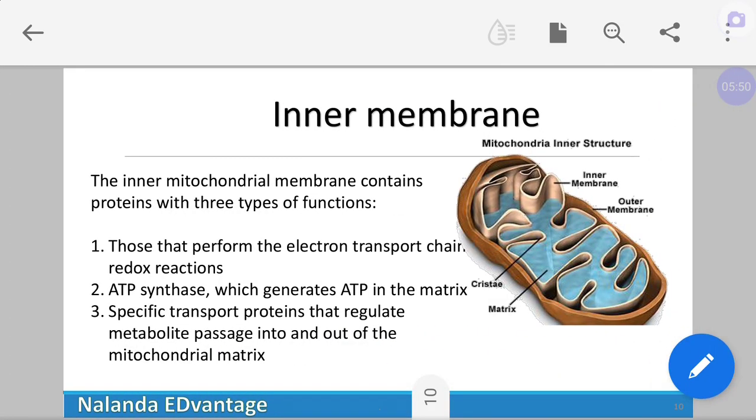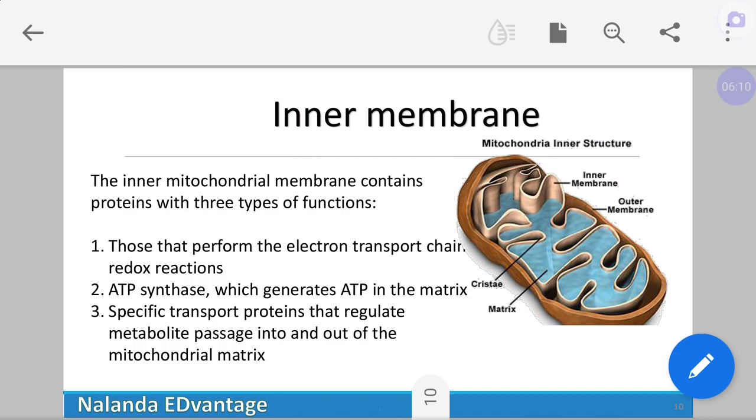Now let's talk about the inner membrane. The inner mitochondrial membrane consists of proteins with three types of functions. It's very important. Number one is the production of NADH and FADH2. That means supporting your electron transport chain and redox reactions.